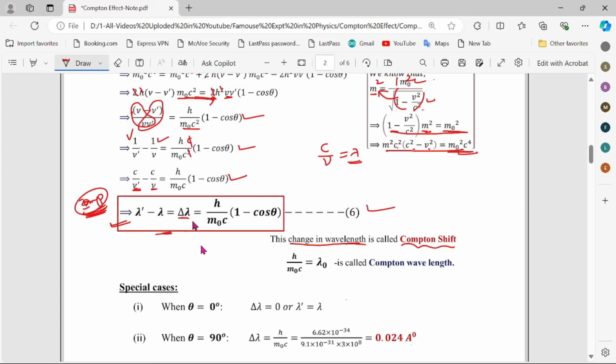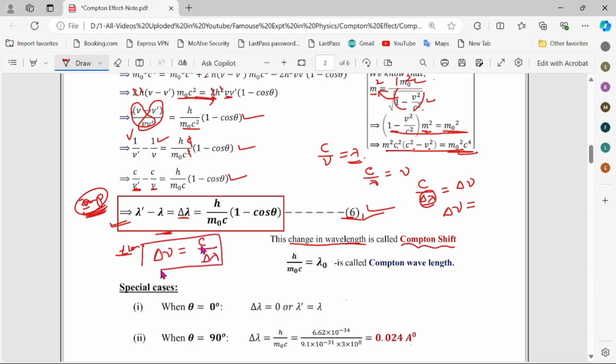Okay, and this equation number 6 can also be written as, here you can see, we know that c by mu is equal to lambda. So c by lambda will be mu, and c by del lambda is nothing but del mu, right? So here instead of del lambda we can write c by mu, or del mu is nothing but c by del lambda. So with the help of this equation number 6, we can calculate del lambda. Then we can easily find del mu, which will be c by del lambda.